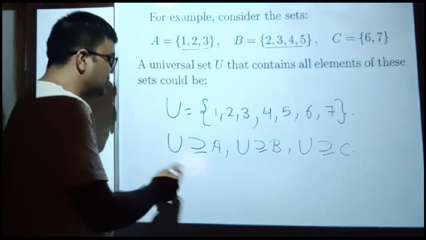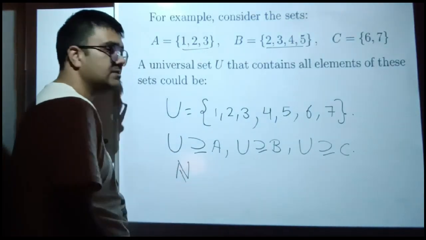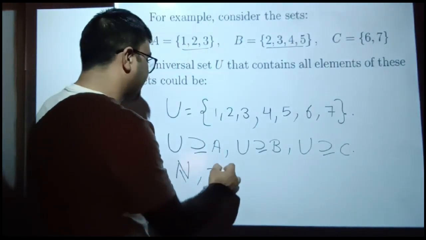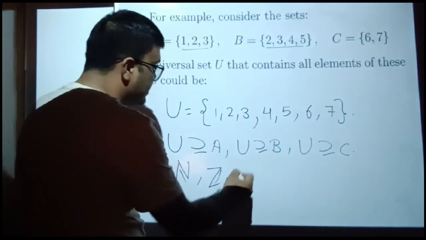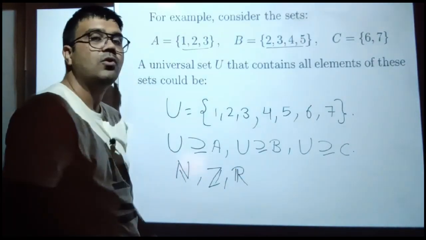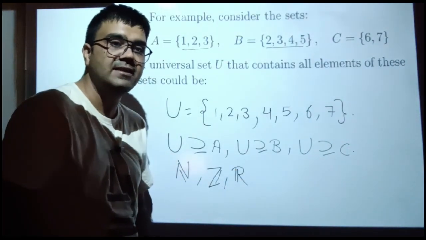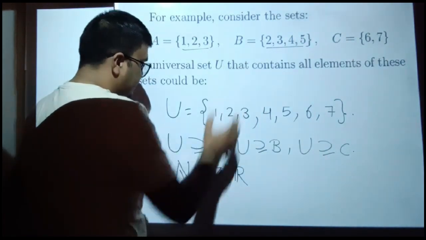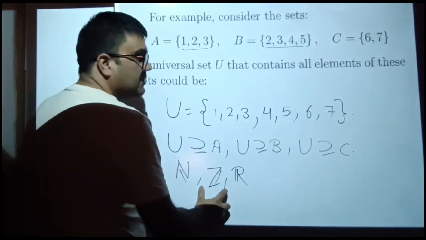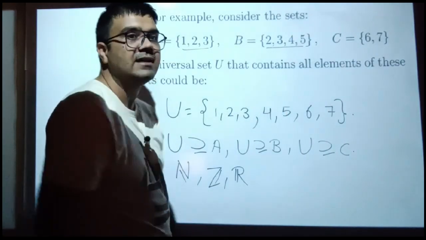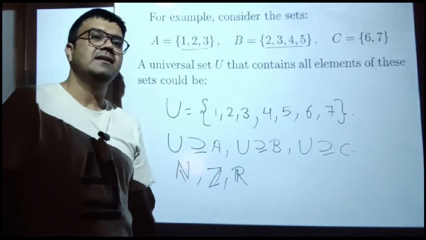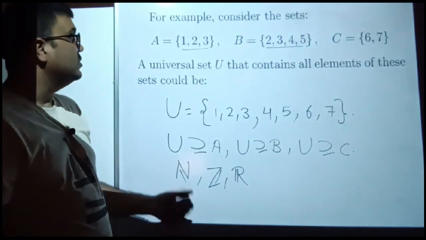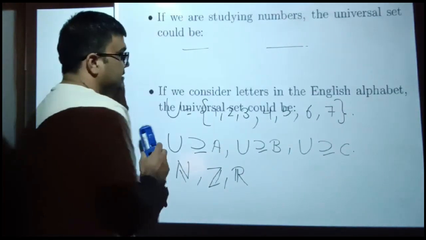This is not the only universal set. If I am talking about the set of natural numbers, it is also a superset for all these. If I am talking about the set of integers, or the set of real numbers, all these are supersets of the sets A, B, C. So you can write U as the universal set for these three sets: natural numbers, integers, rational. You can write the answer in any form. Any of these sets can be the universal set for these particular sets.